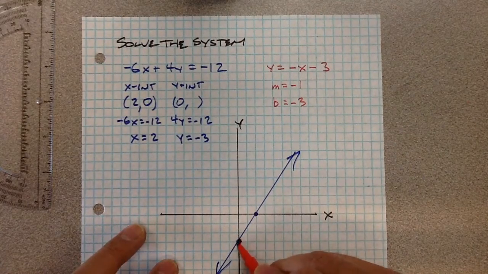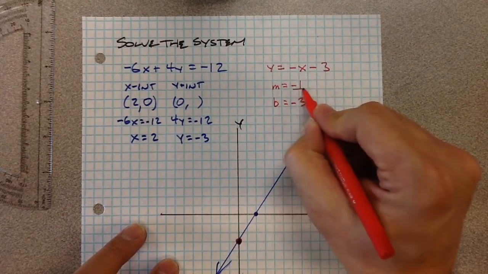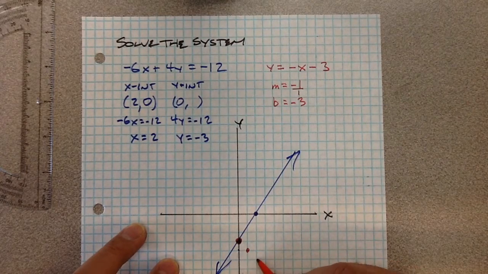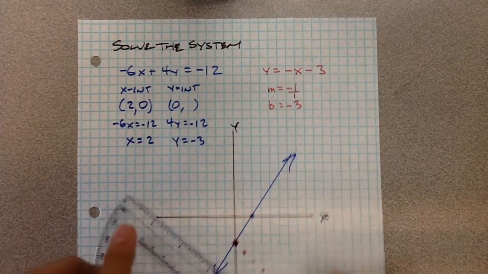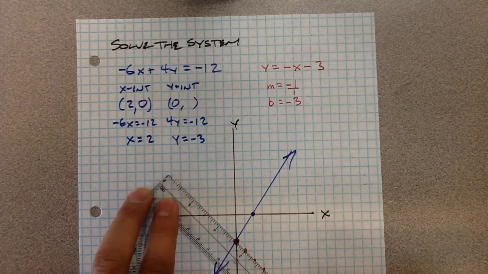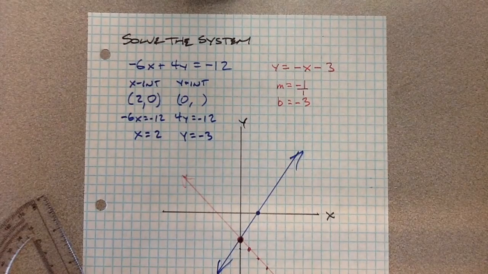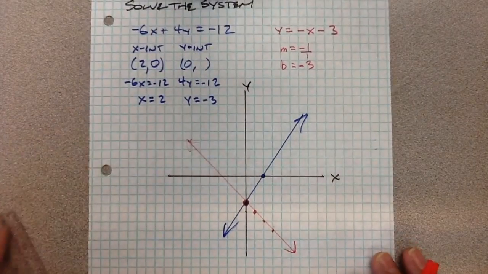So starting at negative 3, I'm going to go negative 1 over 1, which is down 1 over positive 1, down 1 over positive 1, so on and so forth. So when I graph it, I get a graph that looks like that.